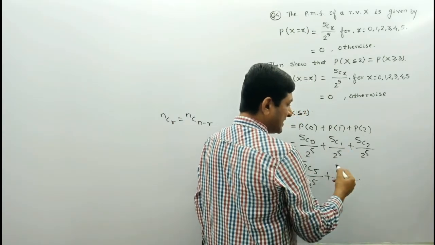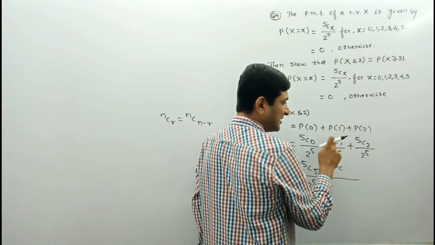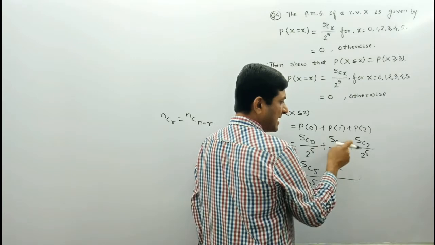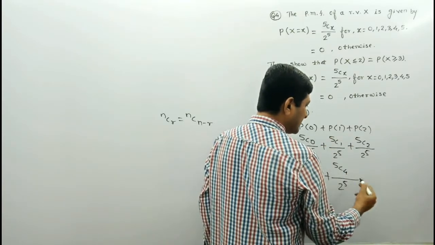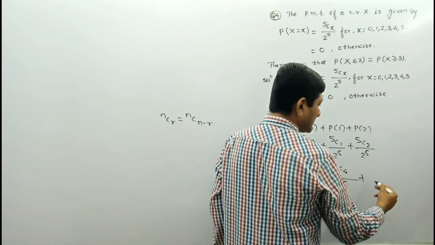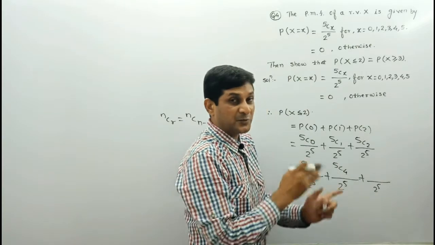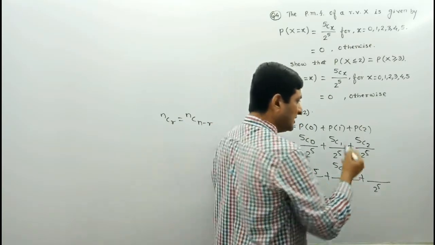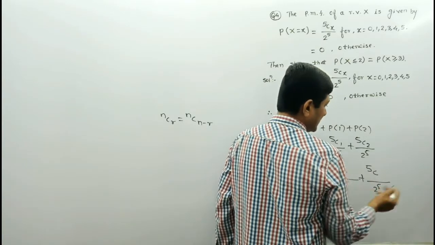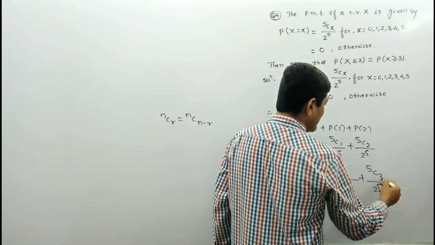If I am applying the same property, 5C, keep it as it is. This r can be replaced by n minus r. Here n minus r means 5 minus 1 will be equal to 4. In the denominator, keep 2 raised to power 5 as it is. In the last case also, in the denominator 2 raised to power 5, keep it as it is. But we are simplifying the numerator, applying the same property of combination. So what result will we get? 5C, r can be replaced by n minus r, means 5 minus 2 will be equal to 3.